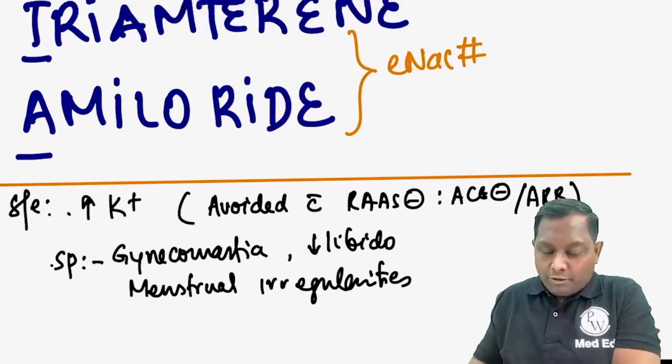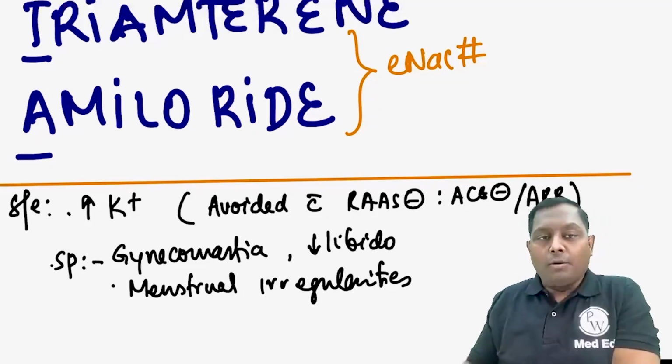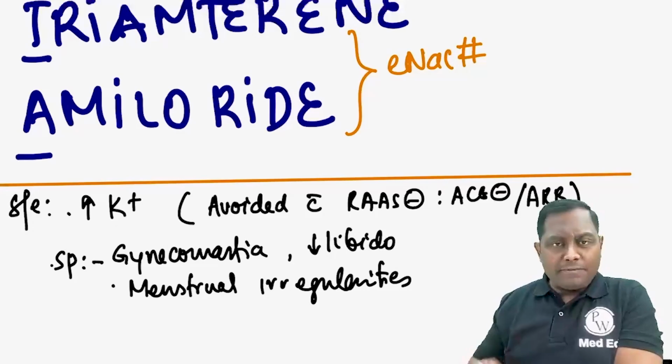Menstrual irregularities can also be seen. So this is about your potassium sparing diuretic, specifically spironolactone.